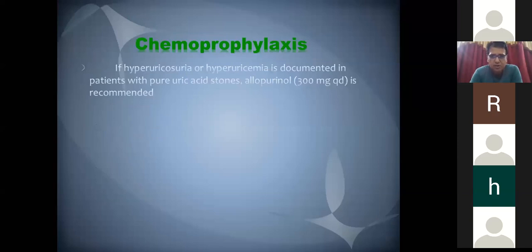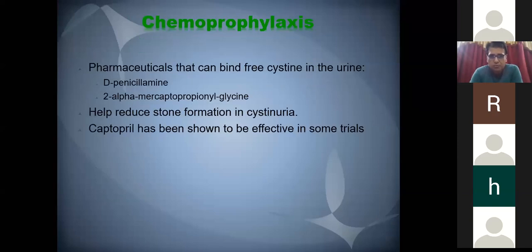Chemoprophylaxis is done for uric acid stones with allopurinol, and some medicines are given for the genetic disease cystinuria. For those patients, you need to give medicine because they will have recurrent stones again and again.